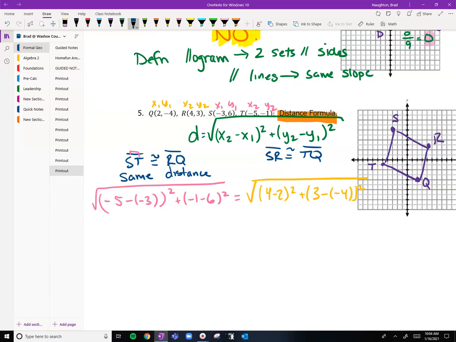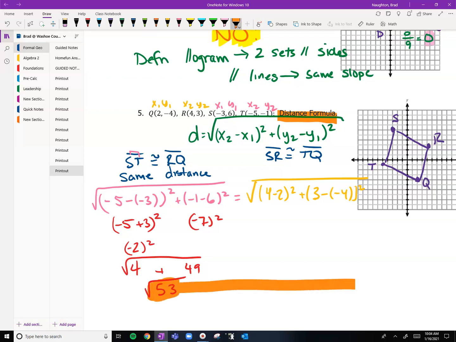Alrighty, so we have to make sure our negatives are all in order here. So this will be negative 5 plus 3 squared, which is a negative 2 squared, which is 4. And then this will be a negative 7 squared, which is 49. When I add those together, I get 53. Now, we don't have to break that down, because we're just trying to prove that they're the same distance. So our goal is that this is also 53 right here.